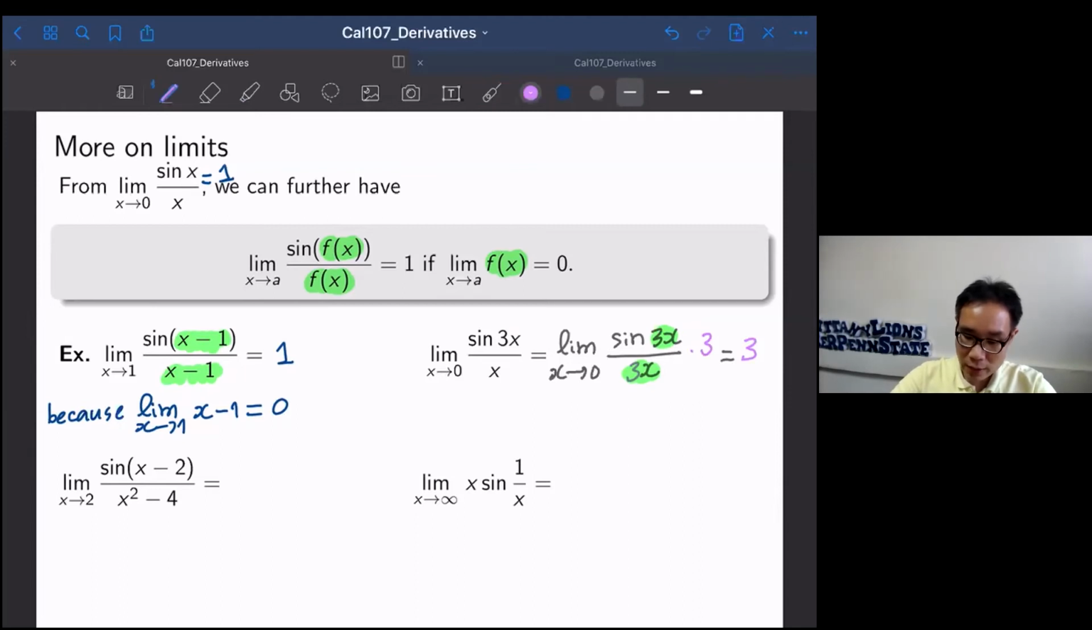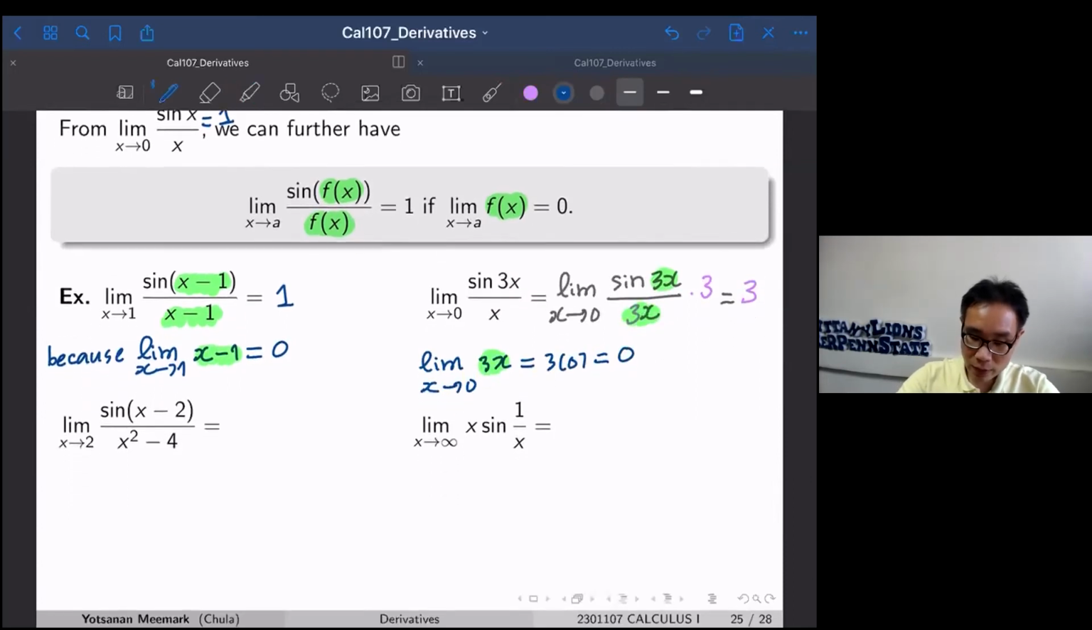And you see that the reason here is limit x goes to 0 of 3x equals 3 times 0 equals 0. Okay, the limit of the green one must be equal to 0.